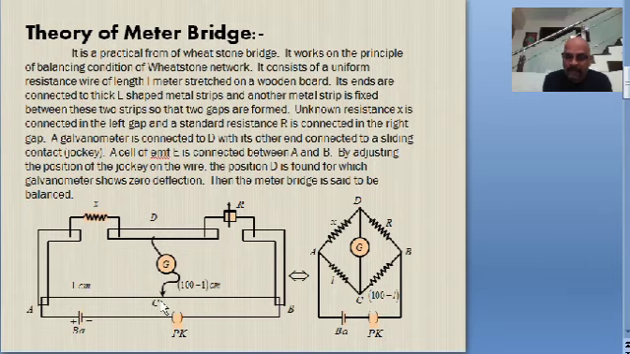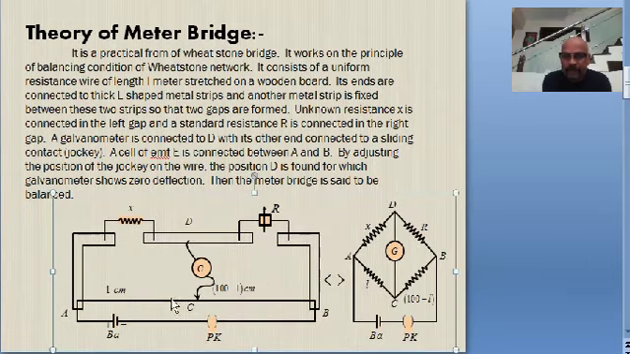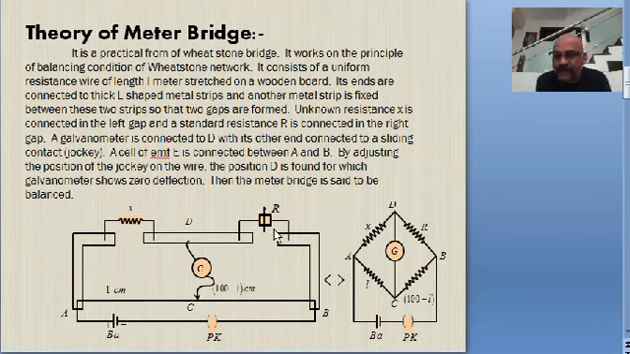the balancing condition. Here, in the place of P you have X, and in the place of Q you have R. P divided by Q is equal to R divided by S. So X divided by R, the ratio of the resistances in the adjacent arms, is equal to the resistance of the AC part of the wire divided by the resistance of the CB part of the wire.